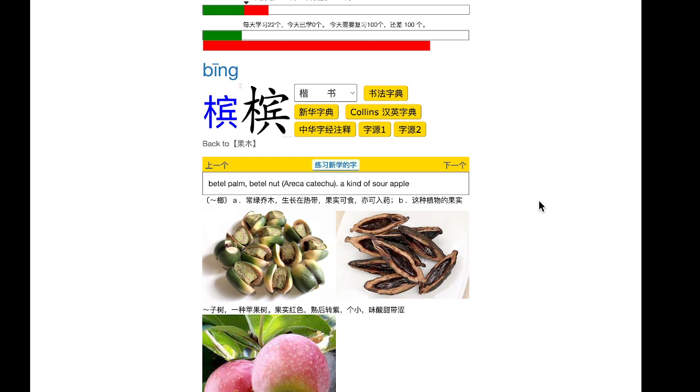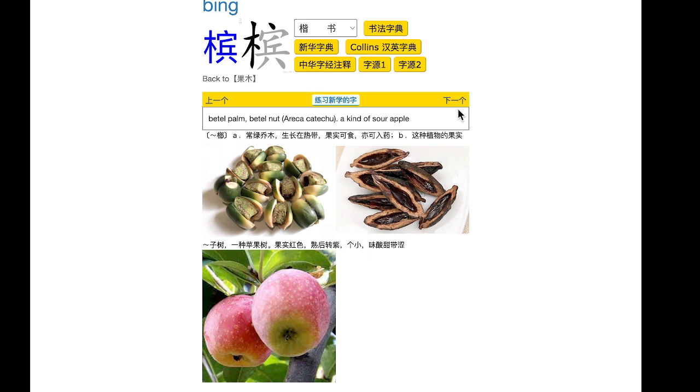And it's chewed as a drug. So a little bit like chewing tobacco. It also has mild stimulant properties. And also similar to chewing tobacco, it can give you mouth cancer. It's got carcinogenic properties. So drugs, pretty bad. Don't do drugs. Bing lang.